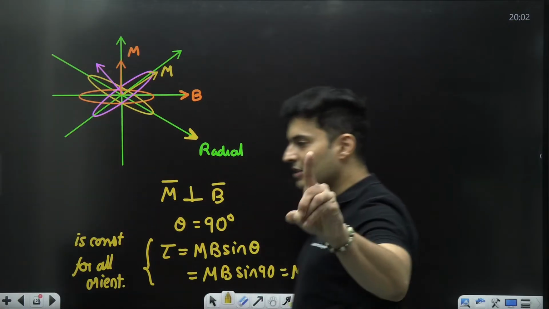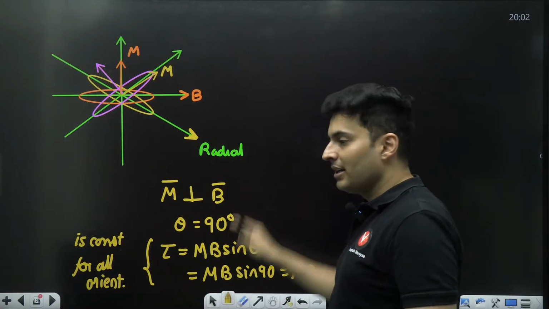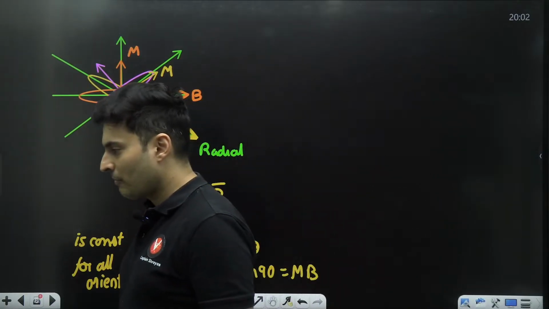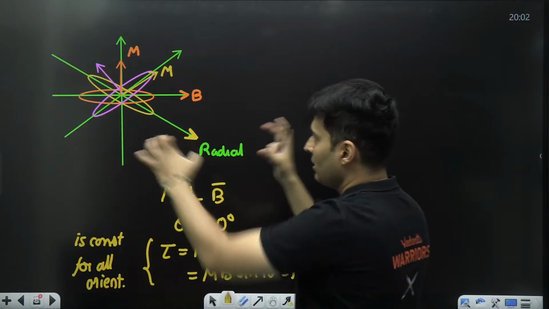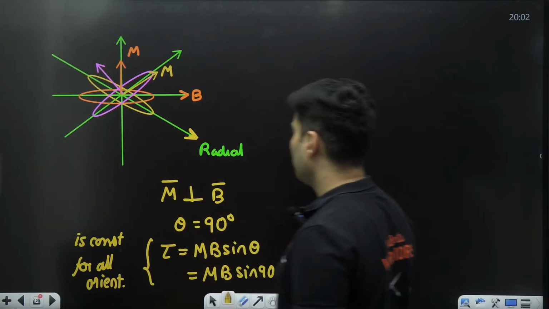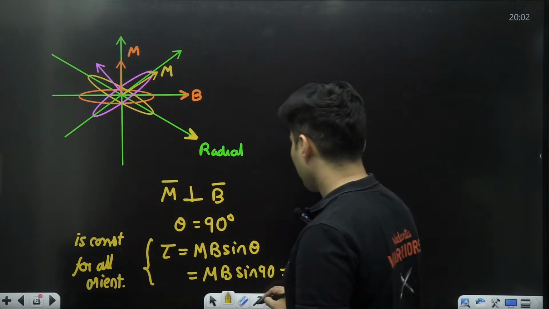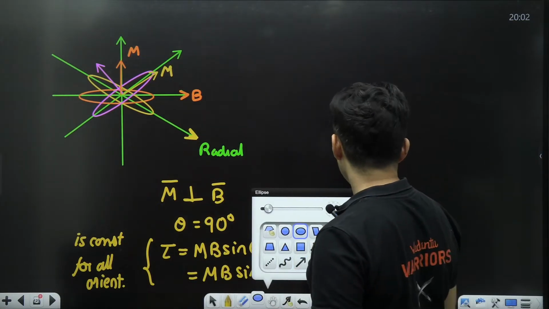Is this absolutely clear? This is one of the most critical criteria for a moving coil galvanometer. Every orientation, it will experience the same torque. Very, very important. Okay, keep that in mind. So, just reiterating it over here.